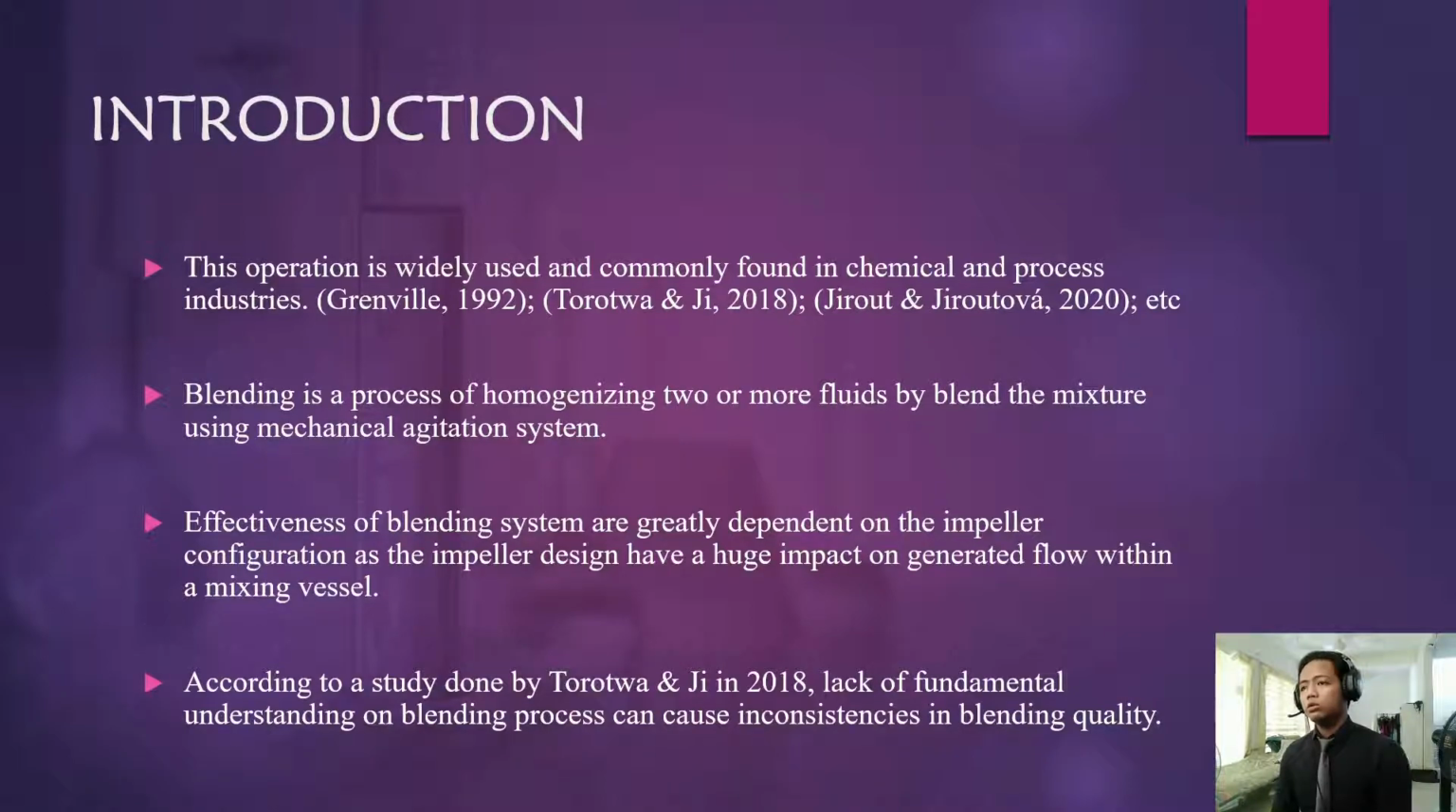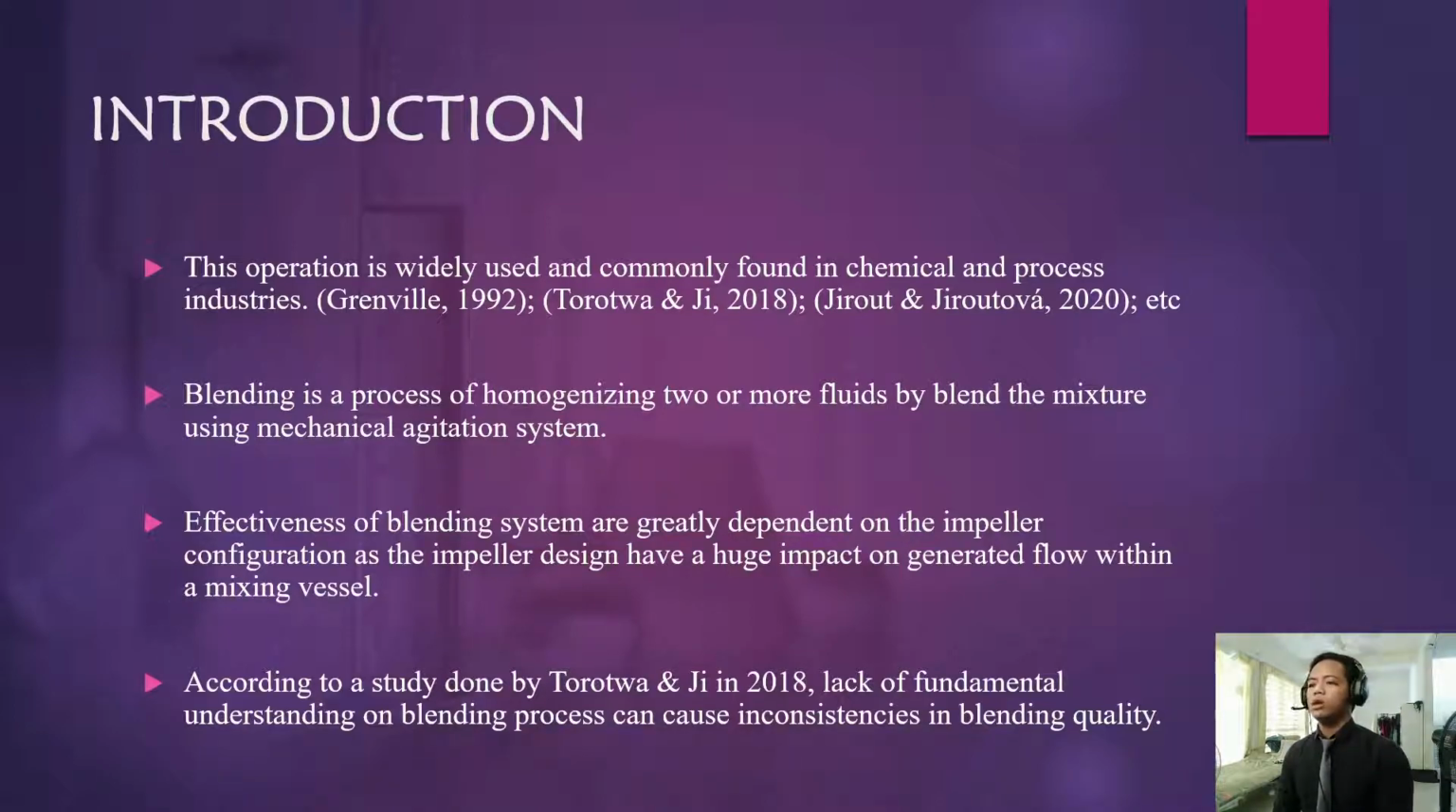As we all know, many processes are involved in chemical industries and blending operation is one of them. According to many authors, blending operation is widely used and commonly found in chemical and process industries. So what is blending actually? Blending is a process of homogenizing two or more fluids by blending the mixture using a mechanical agitation system.